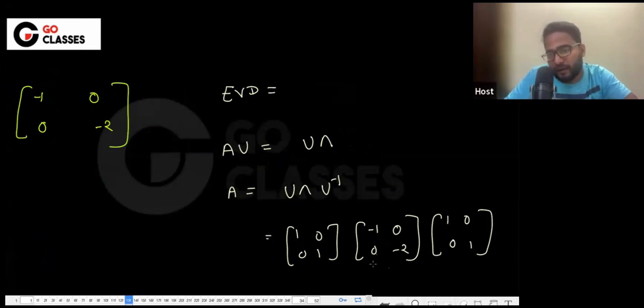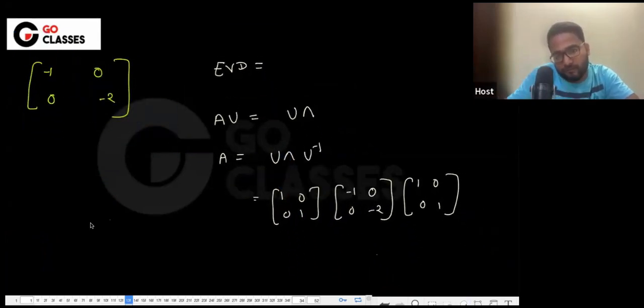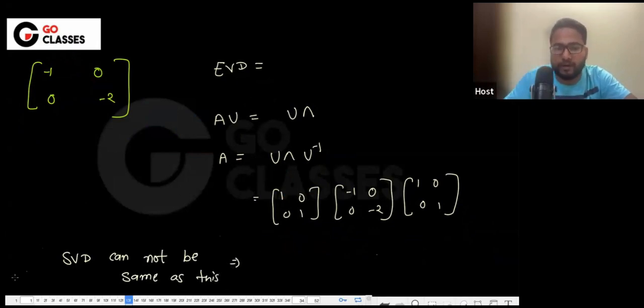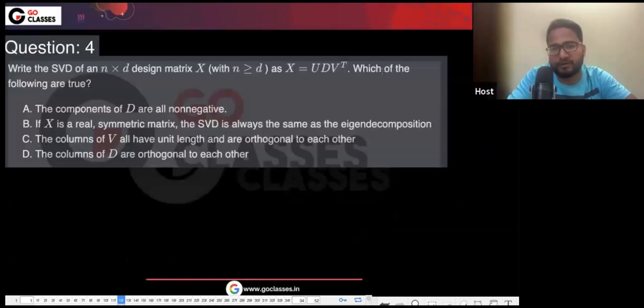Now, if you write the SVD, can you have the same SVD? Can you have the same matrix in the middle? Is this possible? No, right? Because the singular values cannot be negative. So the SVD cannot be the same as this. Is this fine to everyone? Because this cannot be in the middle for SVD. In general, there is no direct relationship between the SVD of any matrix and the EVD of any matrix.